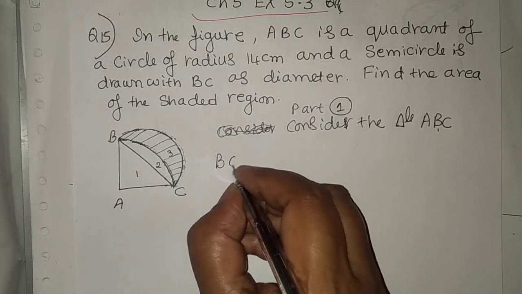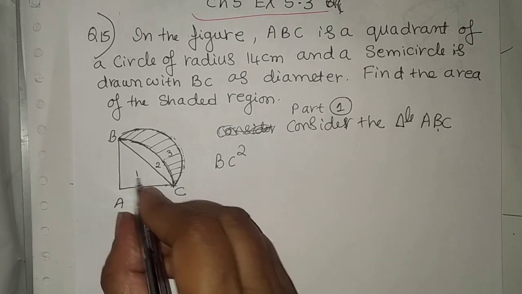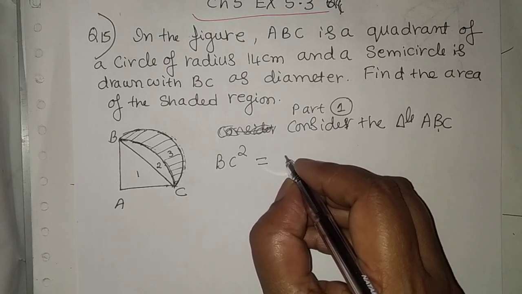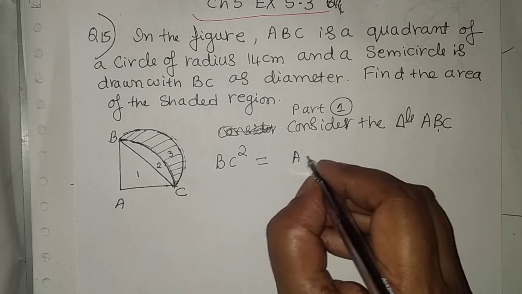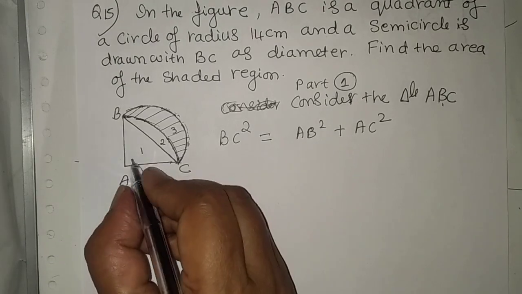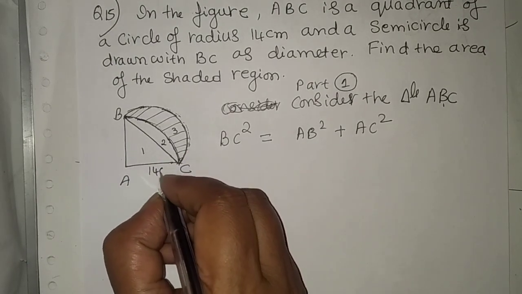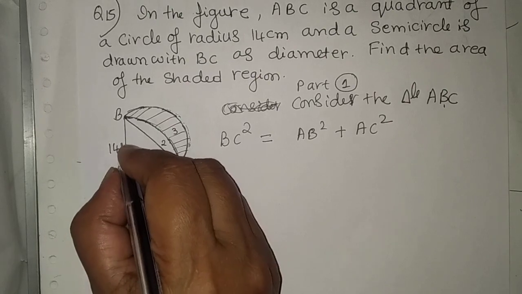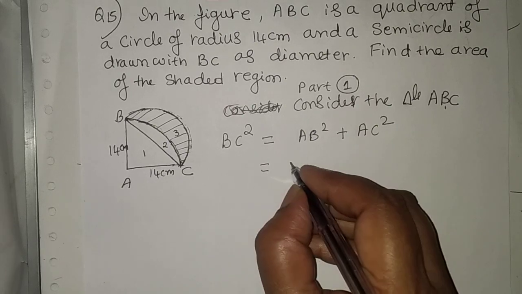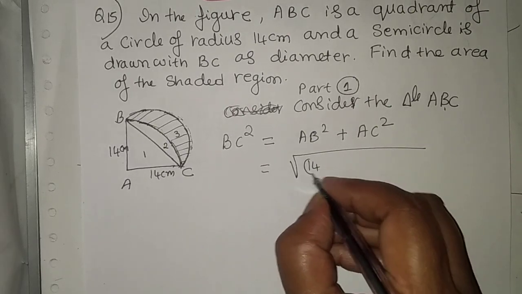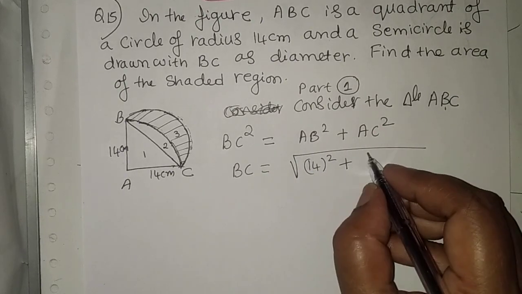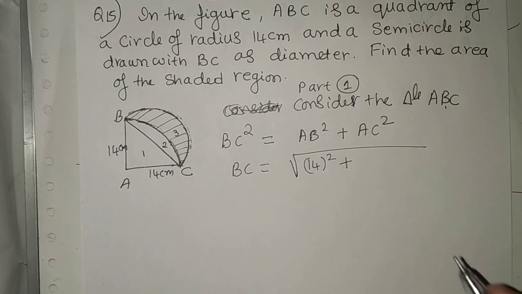So here, take the triangle. BC square is equal to AB square plus AC square. Now we have the radius as 14 centimeters, so this side is 14 centimeters, this side is 14 centimeters. Therefore we will substitute here: AB is 14 centimeters, AC is 14 centimeters, and BC we don't know, since the diameter is unknown.